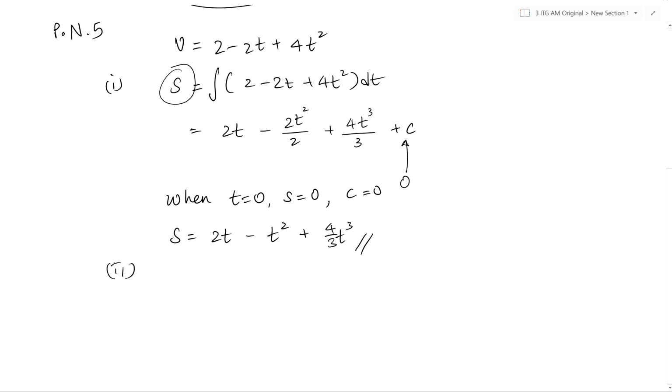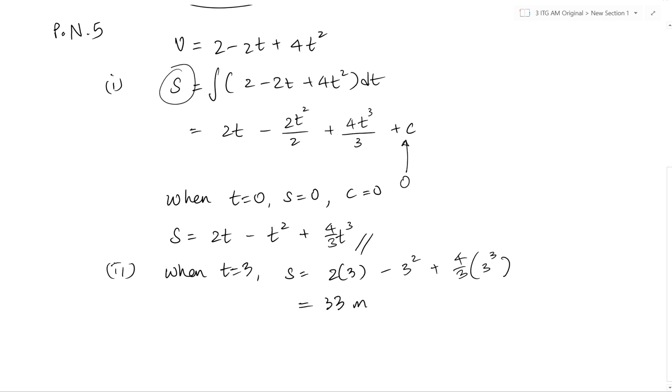Part 2, the distance of P from O when time equals to 3. To find the distance of P from O, it is just another way of saying displacement. They are not saying total distance traveled or anything like that. They are talking about the displacement of P from O when time equals to 3. So let us substitute when t equals to 3, s will now be 2 times of 3 minus 3 square plus 4 over 3 of 3 cubed. This will now result in 33 meters.